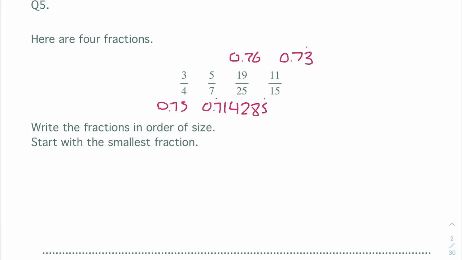The smallest second decimal place is that 5 over 7, we've got 0.71, so that's going to be our smallest regardless of how many digits we have. We're just looking for that second decimal place. The next smallest is the 0.73, so that would be 11 over 15. Then we have the 0.75, which is 3 over 4. And then we have the 0.76, which is 19 over 25. So there we go, there is ordering fractions.